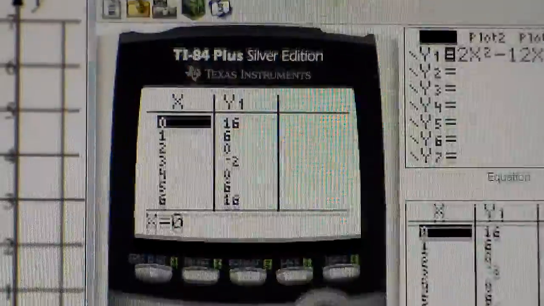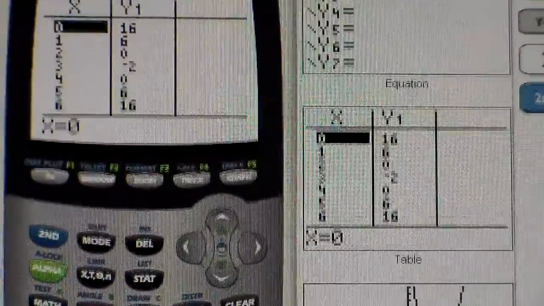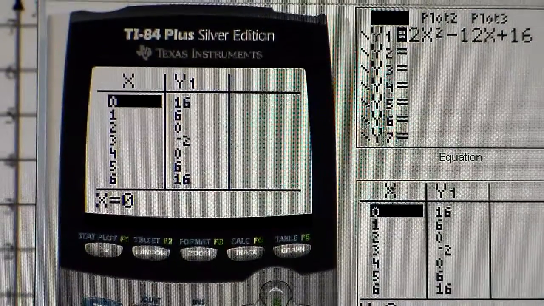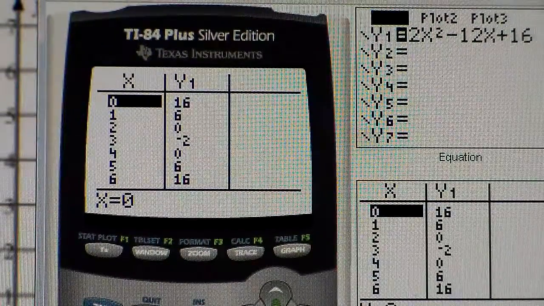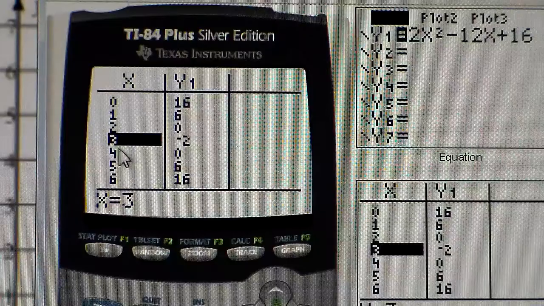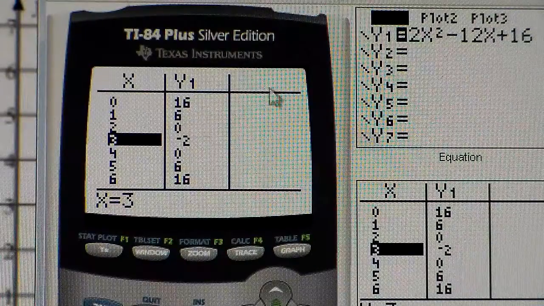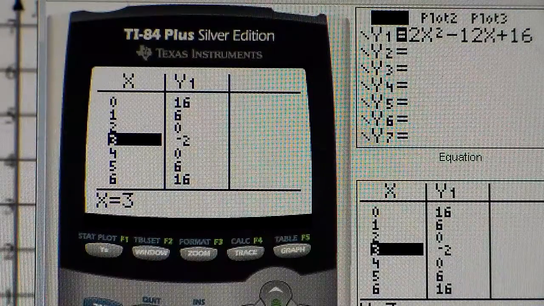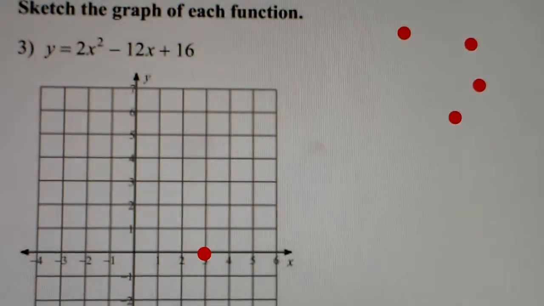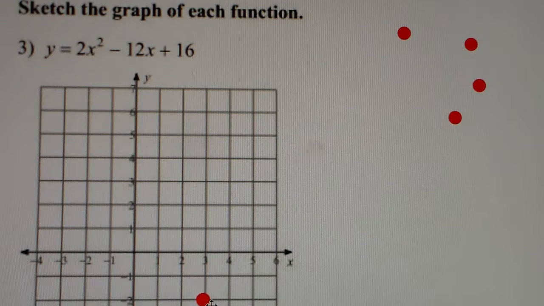Now we determined with the minus b over 2a that our x value is going to be at 3. That's either the bottom of the U or the top of the U. So we go to 3. It says 3, negative 2. So we're going to plot that coordinate, 3, negative 2, on our graph. So we go 3 to the right, and then we go 2 down. We plot that coordinate right there.